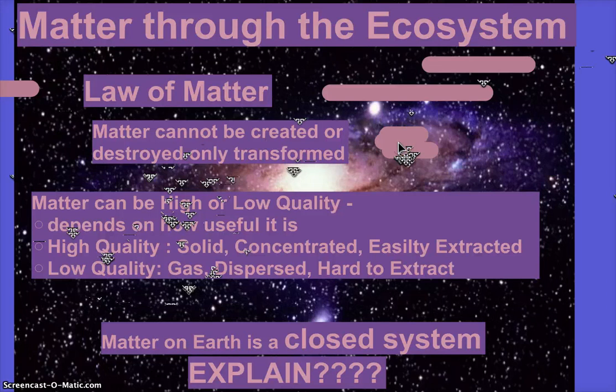Who could describe what is meant by matter is a closed system? Which we kind of already did. It doesn't leave or enter. It just keeps going around. Good. Matter doesn't leave or enter Earth. It just cycles, right? Or gets transformed. Because cycles, you think of cycle as a wheel, but matter gets transformed somewhere within that wheel. It's not usually a perfect circle.